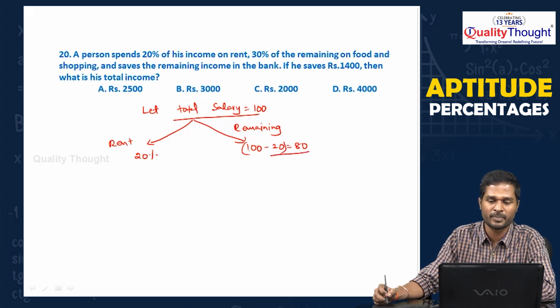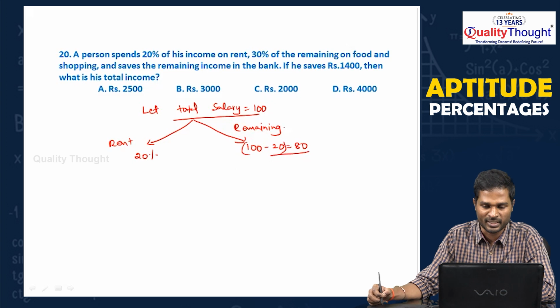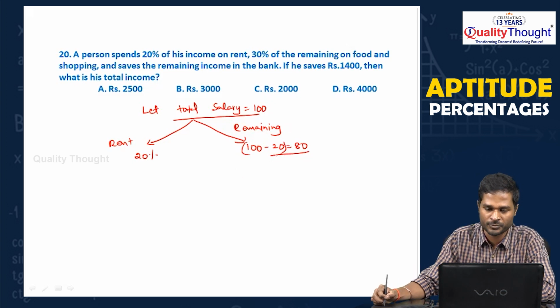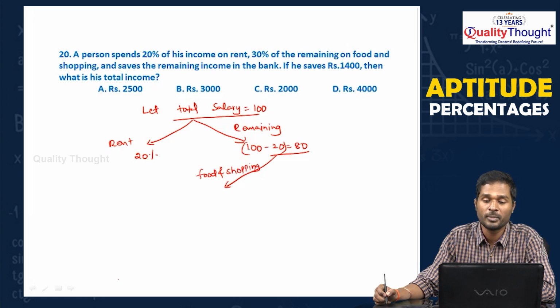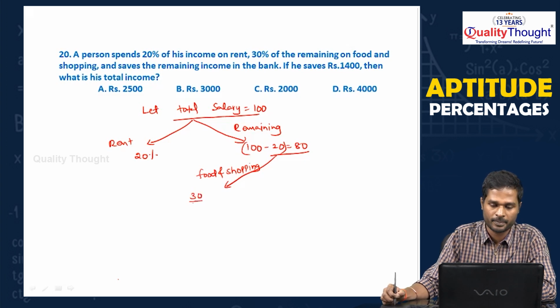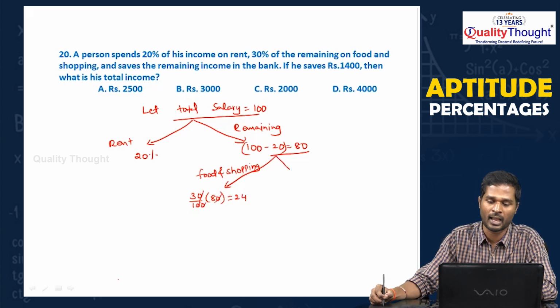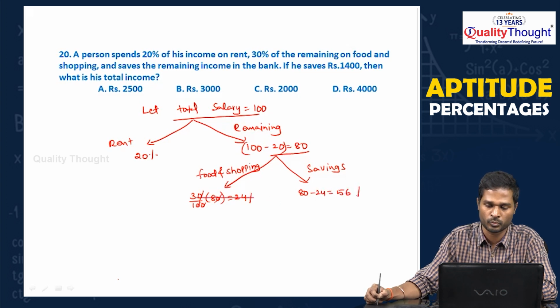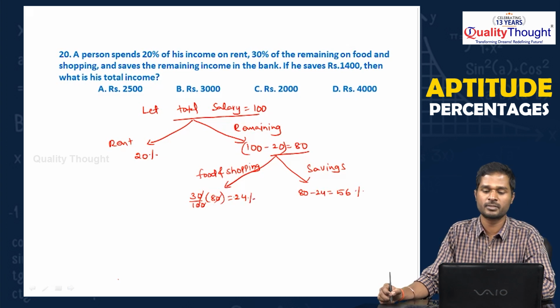In this 80, he spent 30% of the remaining on food and shopping. So how much is remaining? 80 is remaining. In this 80, he spent 30% on food and shopping. So that is 30% of 80, which is 24. So out of 80, he spent 24 on food and shopping, and the remaining he saves. So the remaining thing is savings. So from 80, 24 were the expenses. So the remaining is 56. Consider them as percentage if you want. So 56% were the savings.